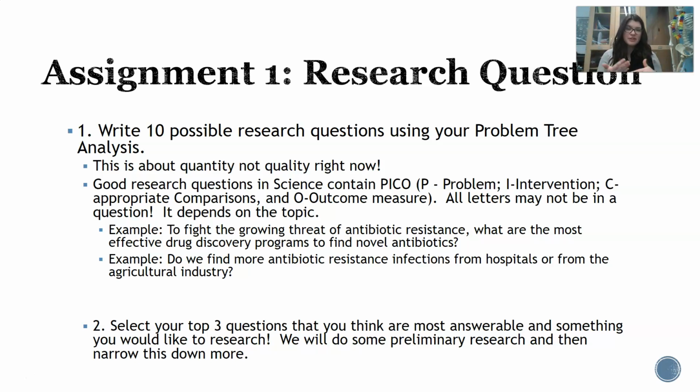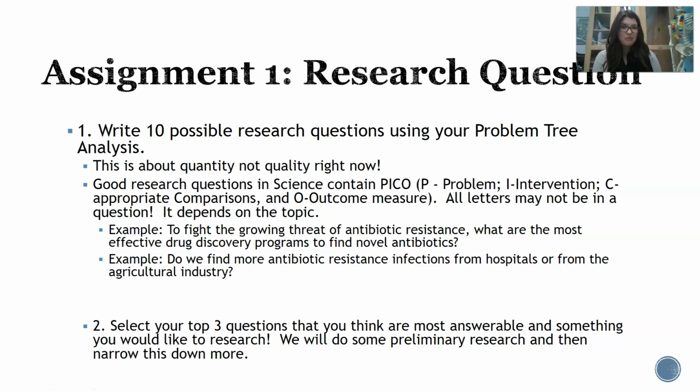And the goal for a research question is really just to drive your research. So the goal right now is quantity, not quality. Get as many down as you can. After that 10-15 minute brainstorm session, then we'll try to limit down and find which ones are your best ones. So take a second, pause the video again, and write as many research questions as you can.